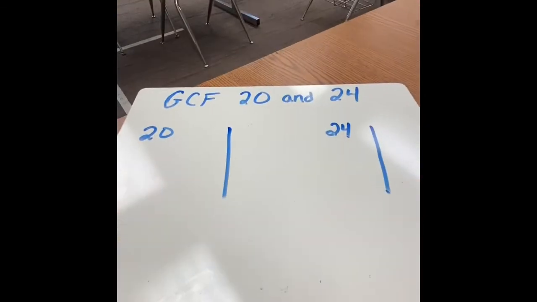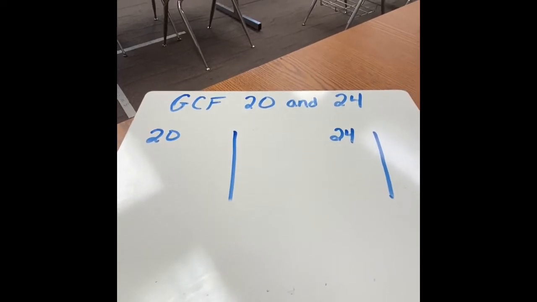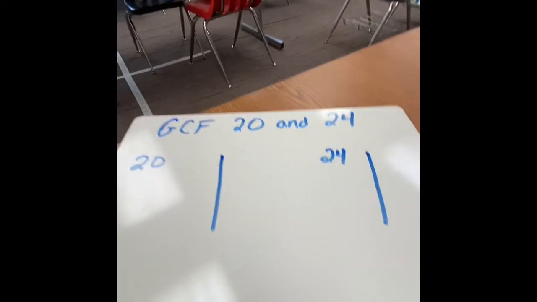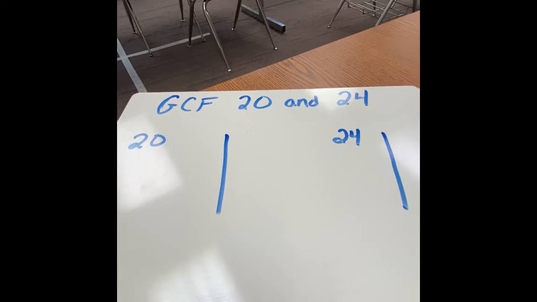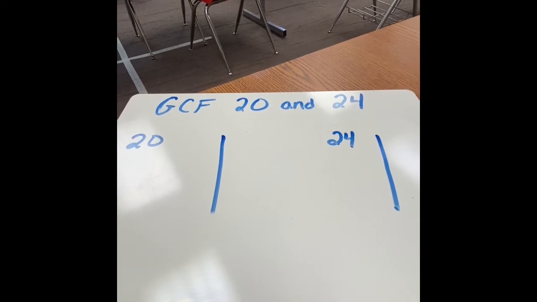Okay, so today in the videos I'm uploading, you are going to see me do a problem using the listing method, the prime factorization method, and the ladder method. And I sure hope if you've been struggling, this helps some. The first problem we're going to look at today is the greatest common factor of 20 and 24 using the listing method. To do the listing method, you want to find all the factors of both 20 and 24, and then look at the common factors, and then find the greatest common factor of the two.